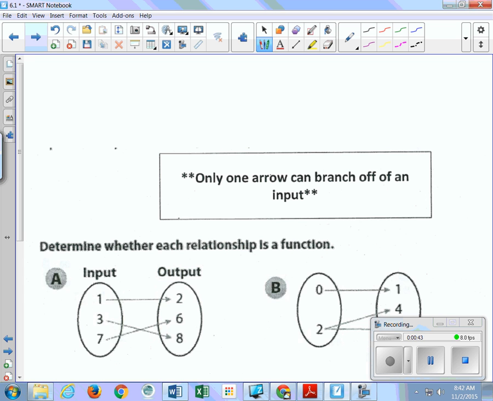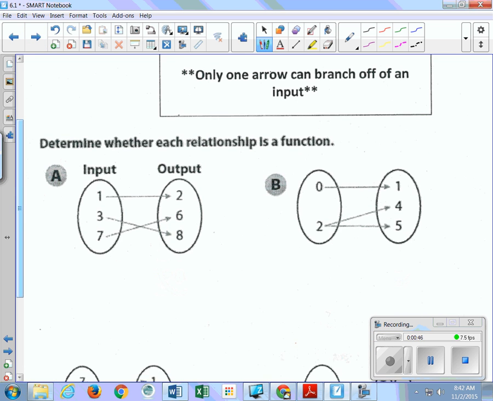All right, so for some examples, only one arrow can branch off an input. So it means only one of these arrows can come off each of the input numbers, if the input numbers are on the left and output on the right. So if we're looking at example A, there's only one arrow coming from each number. So it is a function, and the reason is each input has one output.